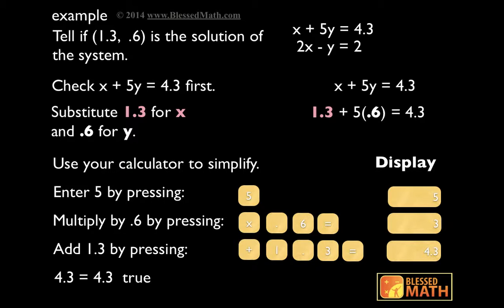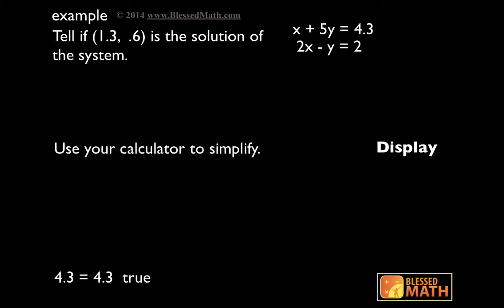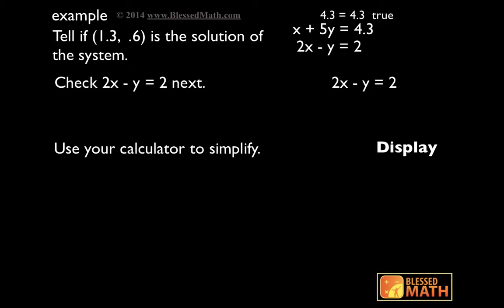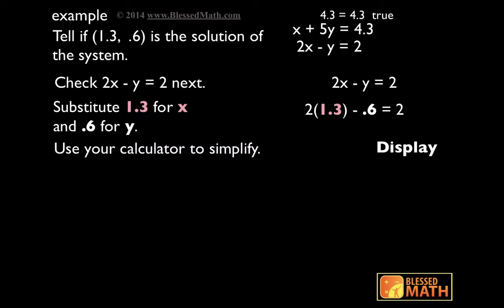Let's go ahead and check the second portion of our system of equations. Let's check 2x minus y is equal to 2. We substitute 1.3 for x and 0.6 for y. So we have 2 times 1.3 minus 0.6 is equal to 2. Let's check if 2 times 1.3 minus 0.6 is in fact equal to 2.